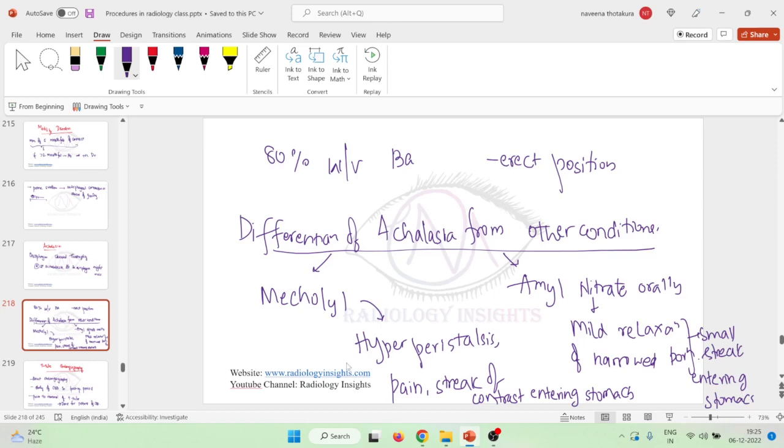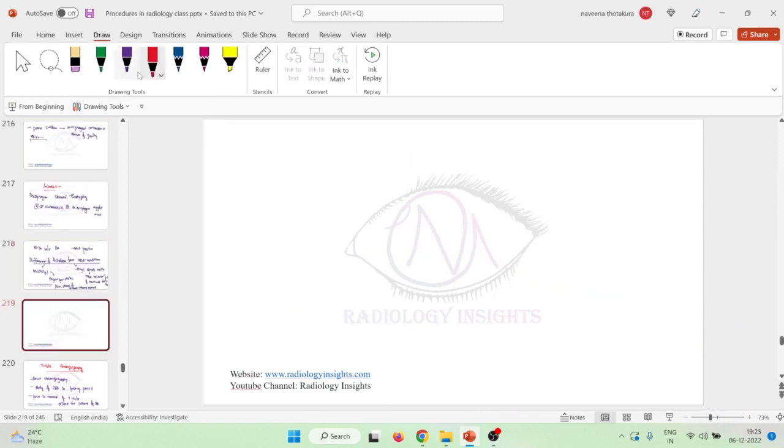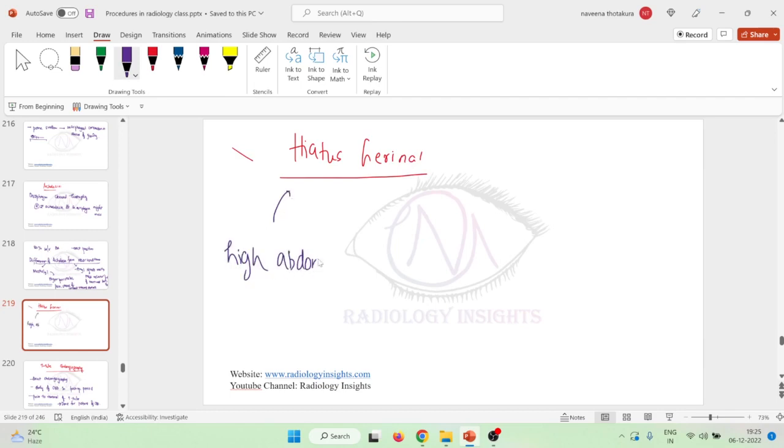Okay. Then the next disorder is hiatus hernia. What about the barium meal in hiatus hernia? If we have to demonstrate hiatus hernia, we need high abdominal pressure.